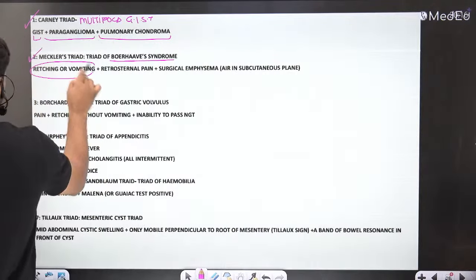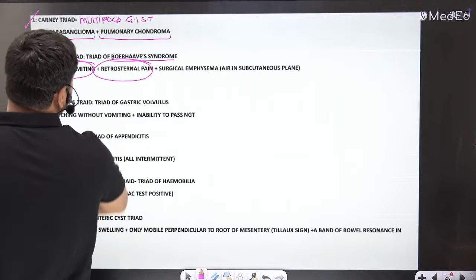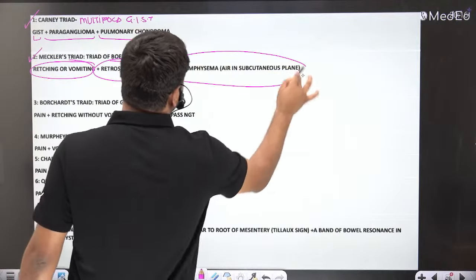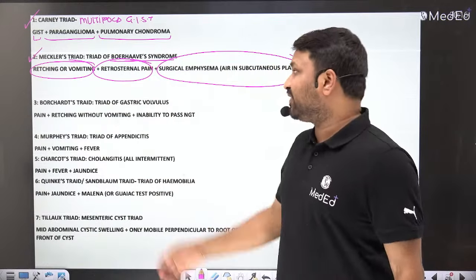That is, vomiting or retching is there. Then it will have sudden severe onset of retrosternal pain and surgical, or I can say cervical subcutaneous emphysema. That is your Mackler's triad.